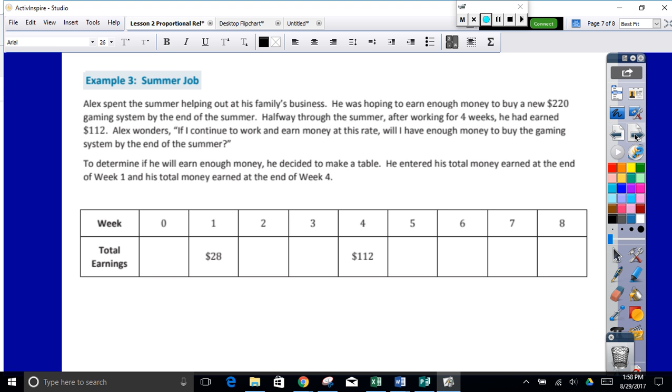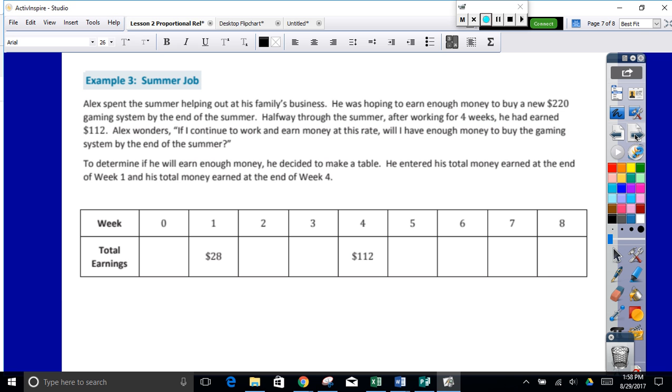Okay, the next example we looked at was one of a summer job. Alex spent the summer helping out at his family's business. He was hoping to earn enough money to buy a new $220 gaming system by the end of the summer. Halfway through the summer, after working for 4 weeks, he had earned $112. Alex wonders, if I continue to work and earn money at this rate, will I have enough money to buy the gaming system by the end of the summer?